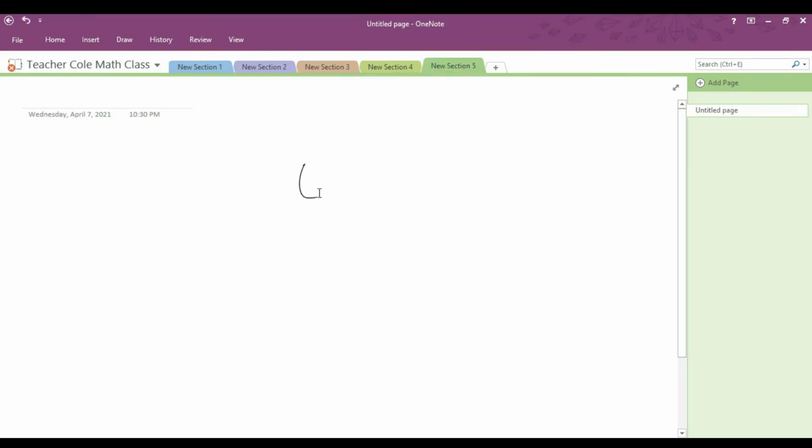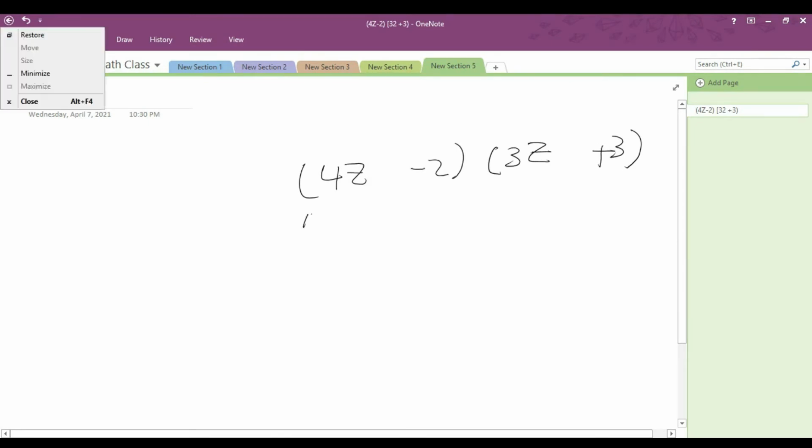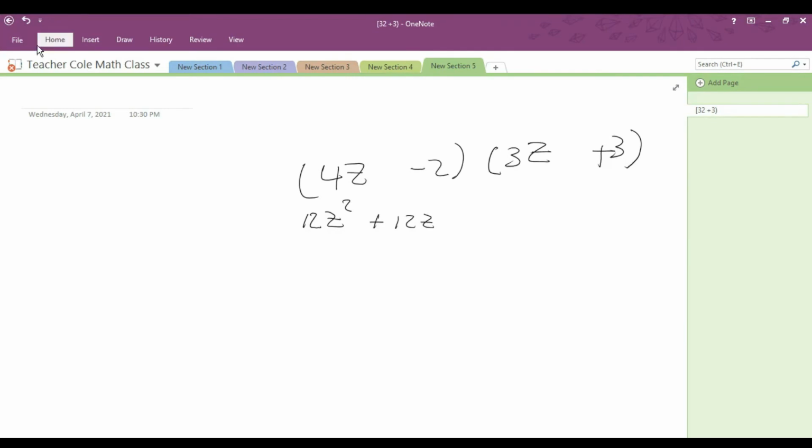So bracket 4z minus 2 being multiplied by 3z plus 3. Okay. And by now we should be familiarized with applying the distributive property, where we will have 4 times 3z to be 12z squared. And we have 4 times 3 gives us a 12z. So we have a minus 2 times a 3z gives us a minus 6z. And a minus 2 times a 3 gives us a minus 6.